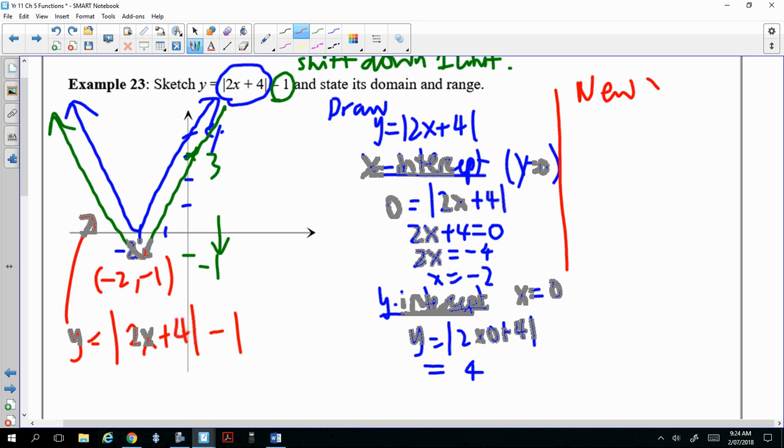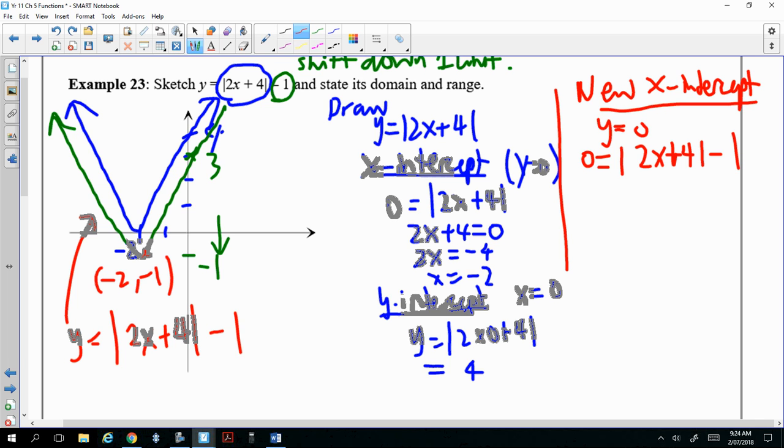So to find the new x-intercept, you put y equal to 0. Yeah, you have to. And then you move the 1 over. The negative 1 goes to the left. Maybe we should have done that at the beginning. But they won't be able to work out the negative 2. Right? The vertex. Okay, and then we'll go plus or minus 1 equal to 2x plus 4. So remember, when absolute value, you do plus or minus.